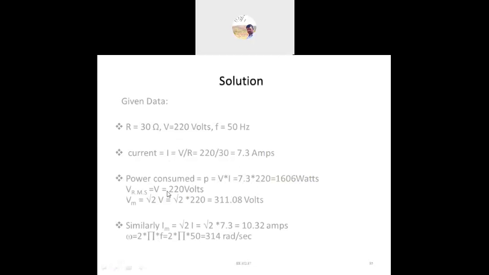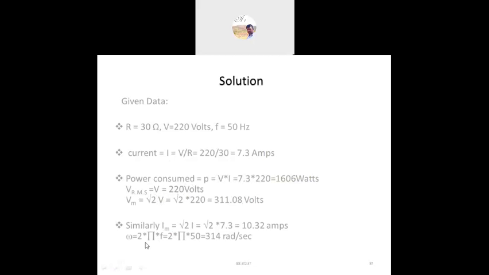So V RMS, the root mean square value, is equal to 220 volts. Whichever value is given practically, that's the RMS value. The maximum value is root 2 into V RMS, which gives 311. Similarly, I M will be in amperes.